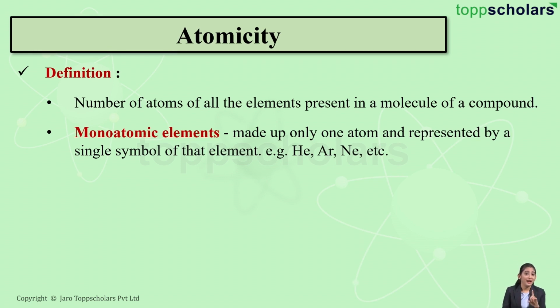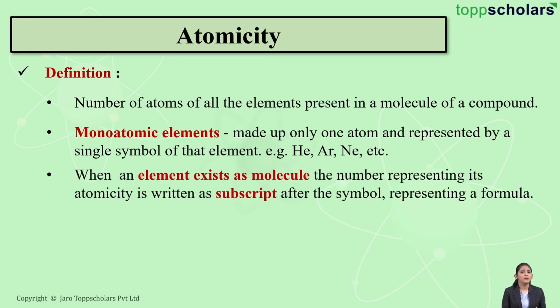What about argon? Argon again is a monoatomic element which is represented by the symbol Ar. Neon is represented by the symbol Ne. So remember, monoatomic elements are elements which are made up of only one atom, and so they are represented by the symbol of that element. But friends, there are some elements which exist as molecules, right? So, how do we represent these elements? What we need to do is write down the number which represents its atomicity as the subscript after the symbol. Let's take an example.